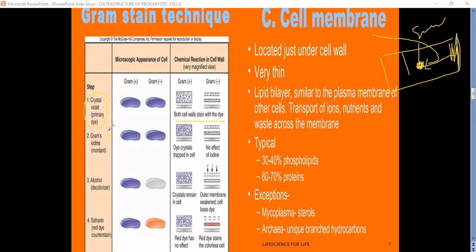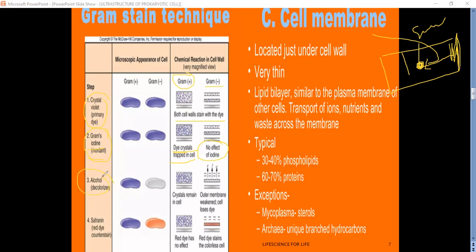Later, you will add gram's iodine, which you can call a mordant. During that, the dye crystals, that is whatever crystal violet you added primarily, are trapped inside the cells in gram positive bacteria, and there is a net effect of zero of iodine on the gram negative bacteria. It cannot form dye crystals.